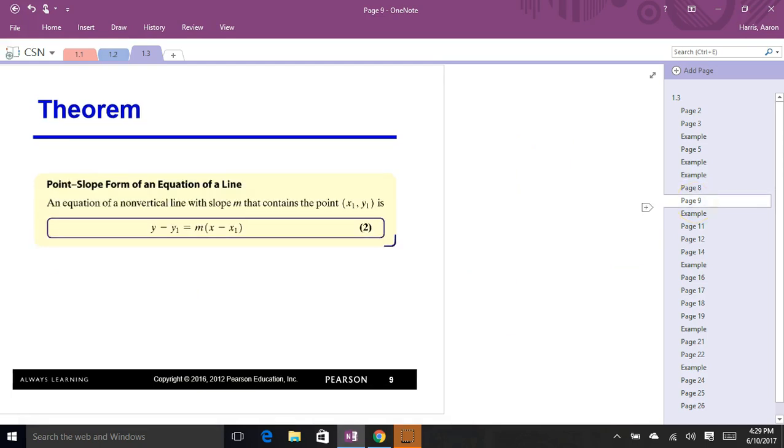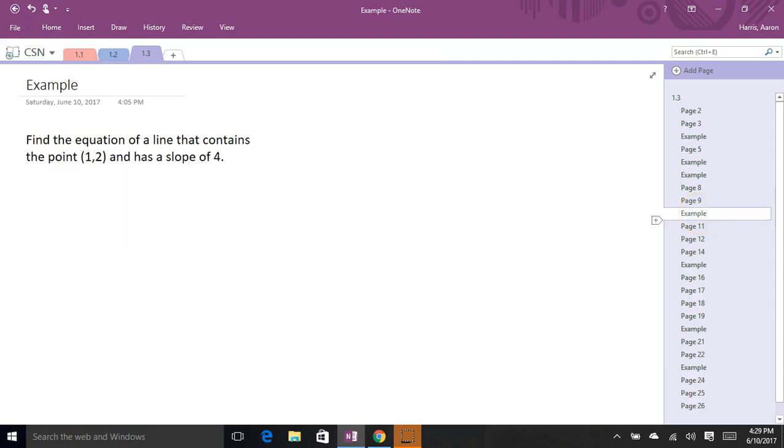Now here's your point slope form of the equation of a line. So you got y minus y1 equals m times x minus x1. M, of course, is your slope again. x1 and y1 is the point that is on the line, one of the points that's on that line. So let's do an example. Let's find an equation of a line that contains the point 1, 2. So here's our x1 and our y1, and it has a slope of 4. So our slope is 4.